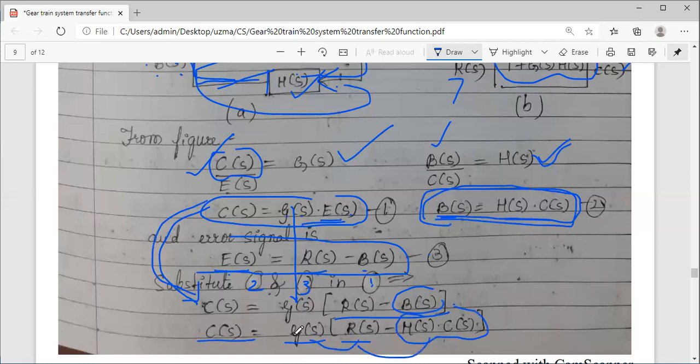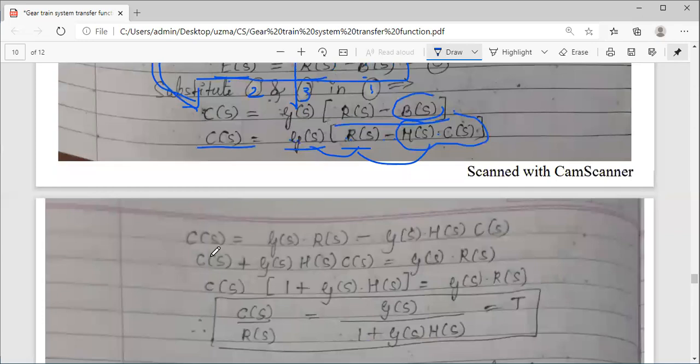R into S, G into R minus GHC. Just the multiplication. Open the bracket. Okay. After that, observe there is C of S here. So club all together. I will take that both on the left hand side and only one term at the right hand side.